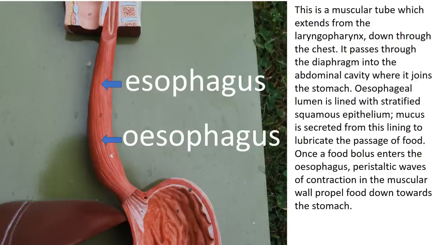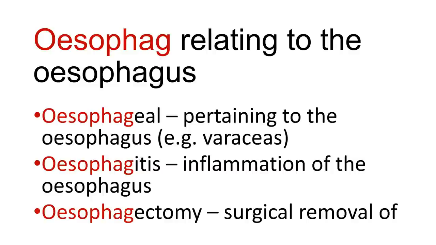So, for example, in English, we talk about GORD, gastroesophageal reflux disease. And in US medicine, it would be GERD, gastroesophageal reflux disease. So esophago means relating to the esophagus. So esophageal is pertaining to the esophagus. So if there were veins in the esophagus which were varicosed, we'd talk about esophageal varices. Or if there was inflammation of the esophagus, we'd talk about esophagitis. And a fairly dramatic surgical procedure, an esophagectomy, would be surgical removal of the esophagus.